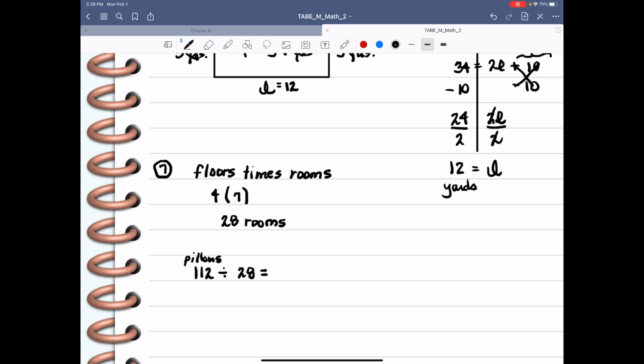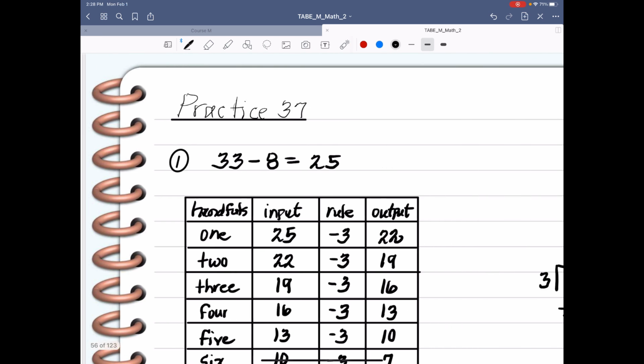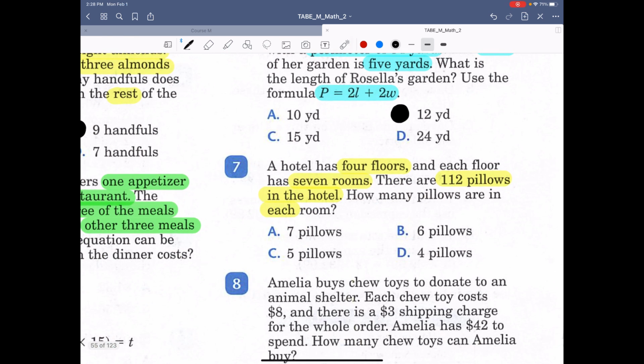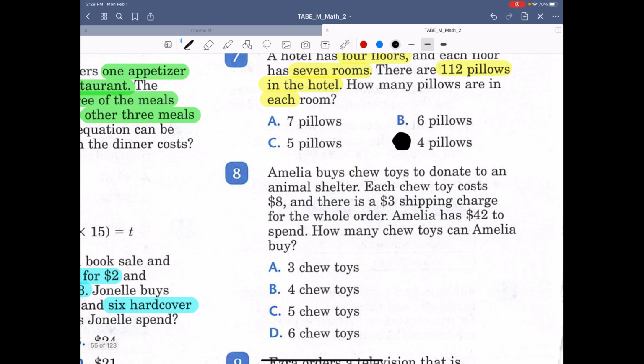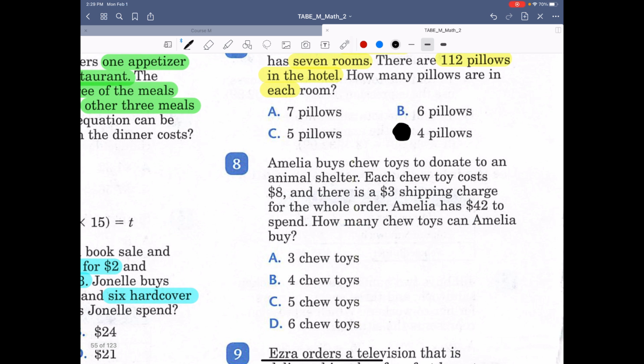So 112 divided by 28 on your calculator is 4. That means that there are 4 pillows per room. And that was the question that we had to solve. So number 7 is D, as in dog. There are 4 pillows per room. Number 8. Amelia buys chew toys to donate to an animal shelter.